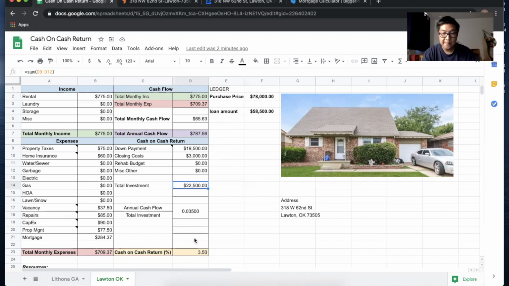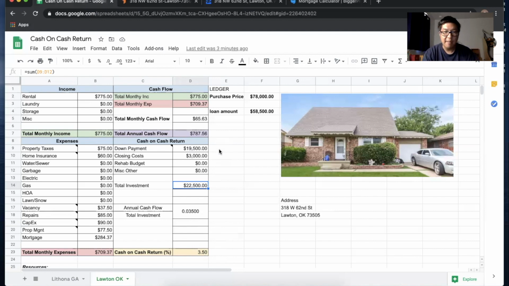Also, this 3.5% is not considering that appreciation money that you get from selling a property, those unrealized gains, which would be another video that I'm doing. But right now, this is just one of the calculations that I'm doing. One of the calculations to consider when I'm looking at a rental property is the cash on cash return and the total monthly cash flow.